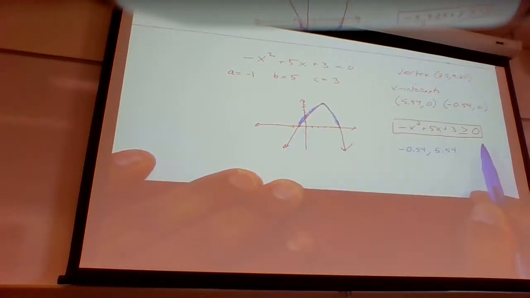Are these points included? How do you know? Equal to. So what am I going to put around these? Brackets. Anything between negative 0.54 and 5.54 would be an answer. Now another way to write it, if you prefer, would be this way. Where my answer is anything greater than or equal to negative 0.54 and less than or equal to 5.5. Question?